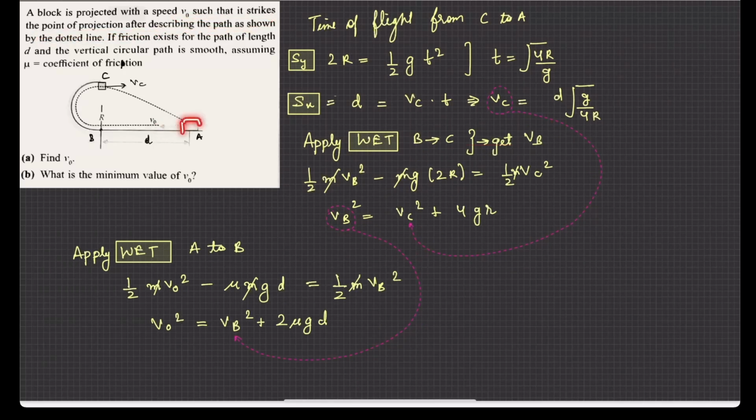So यहाँ पे कह रहा है ये यहाँ से मूव करके it is moving with the dotted line like this and it strikes back at this point itself. ठीक है, point of projection, it strikes at the point of projection after describing the path. If the friction exists for this path, इस path के लिए friction exists, and the vertical circular motion, this motion is smooth. Assuming the coefficient of friction is mu, we have to find out the value of v0. कितना v0 दें इसको ताकि ऐसे पूरा करके वापस आके इसी को हिट कर जाए, and the minimum value of v. ये दोनों चीज़ें निकालनी है मेरे को.